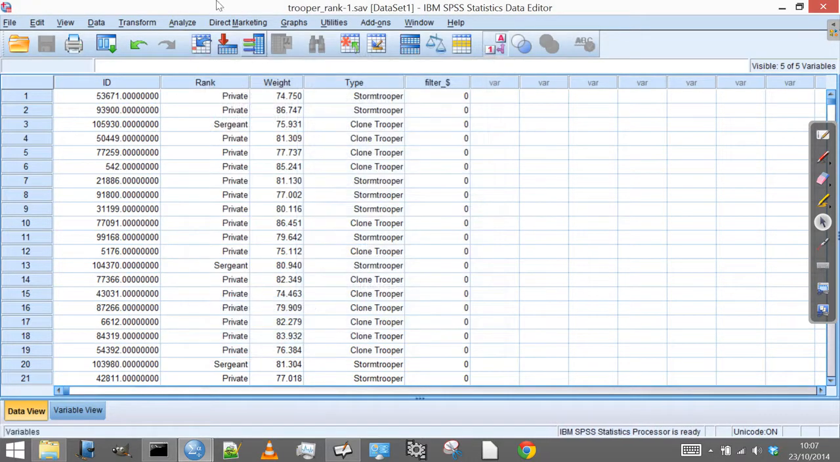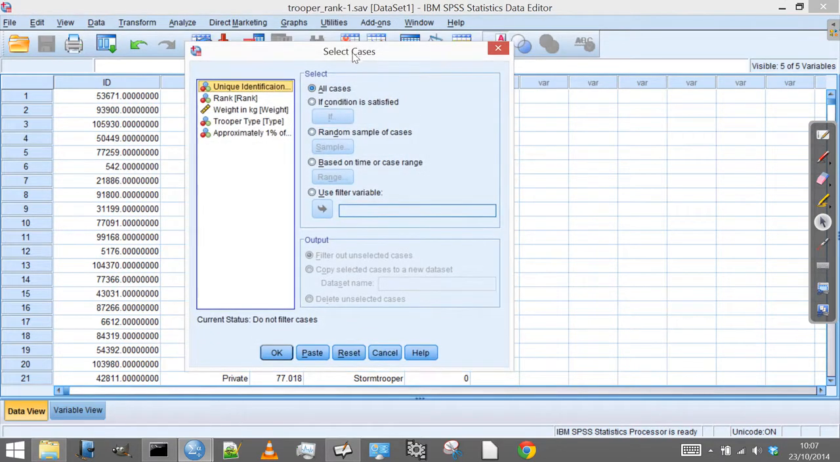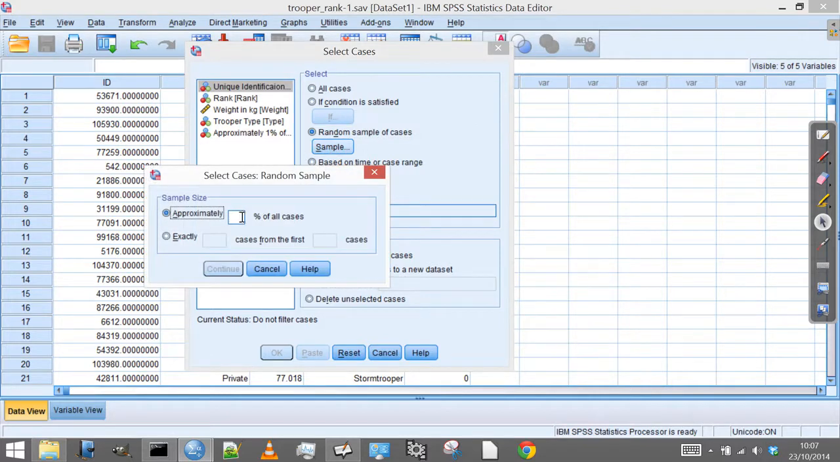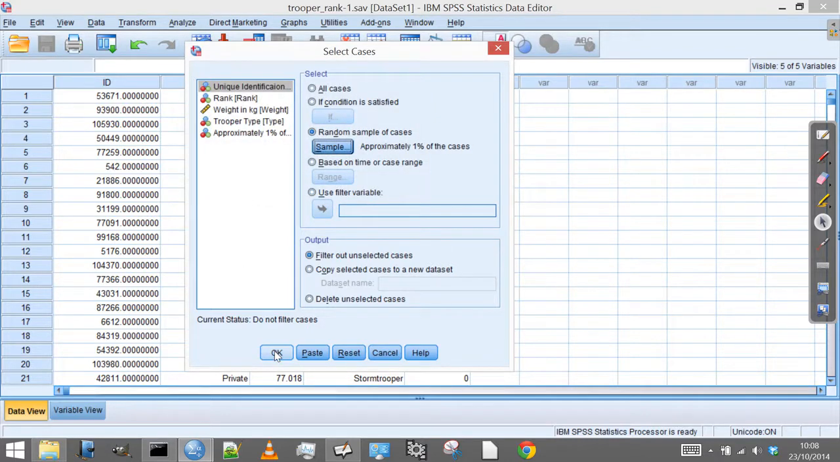I'm just going to show you that again. So we've got the data menu. Select cases, which is the second option from the bottom of that menu. You click on that, you should get a box that looks like this. And then we're going to select random sample of cases, and then click on sample. There's a button there, sample. We get this box up. Make sure that approximately is checked, and then just type one in the box. So it should then read, sample size, approximately 1% of all cases. And then press continue, and then OK.